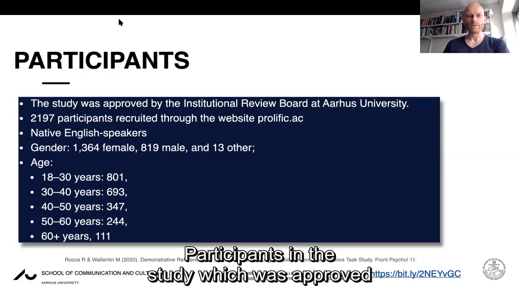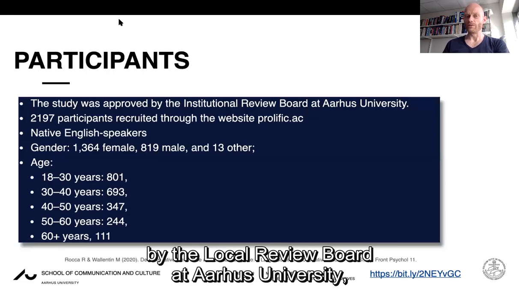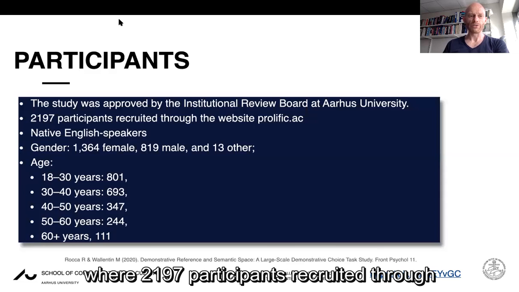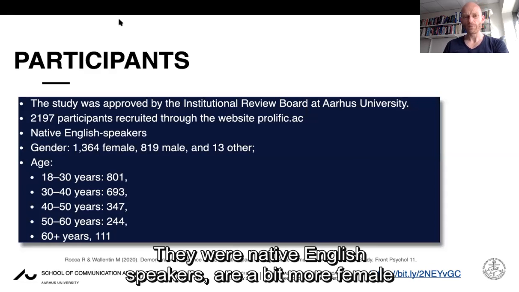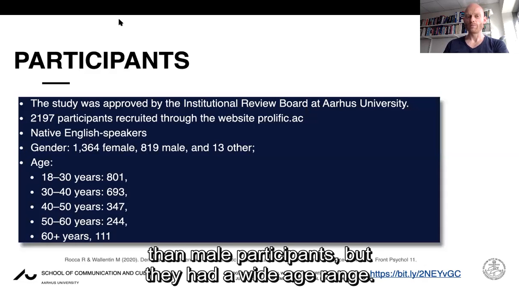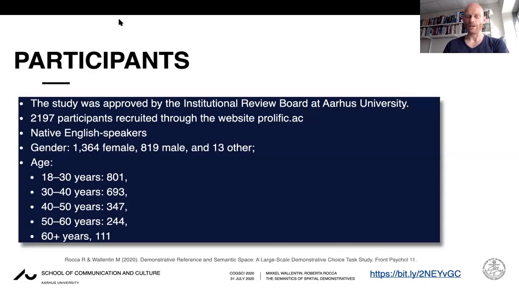Participants in the study, which was approved by the local review board at Aarhus University, were 2,197 participants recruited through the website Prolific. They were native English speakers. They're a bit more female than male participants, but they had a wide age range.